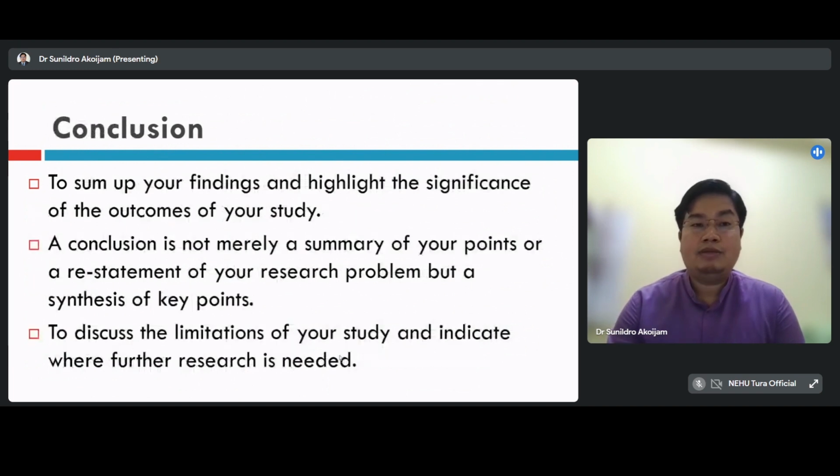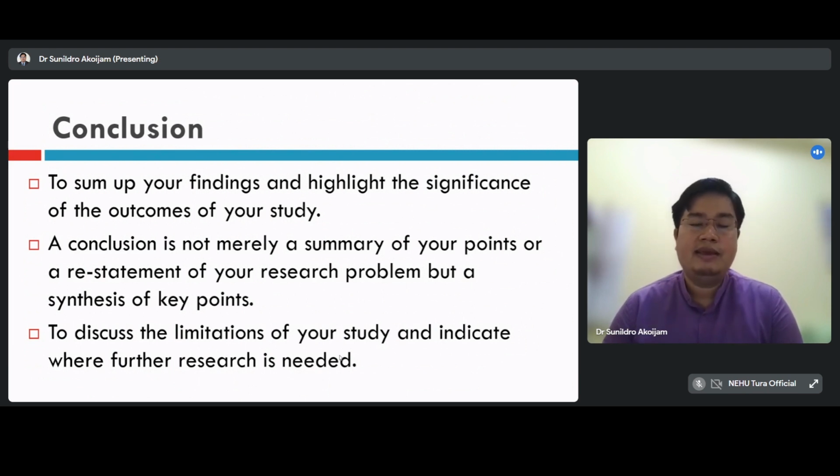After that comes the conclusion. The conclusion is not just about summarizing some of the points from different elements at the end. You also need to know the way you should write a conclusion: to sum up your findings and highlight the significance of the outcomes of the study. There may be so many findings in your paper, but you have to identify some of the important findings and sum them up. Then you also have to highlight the significance of the outcome of your study.